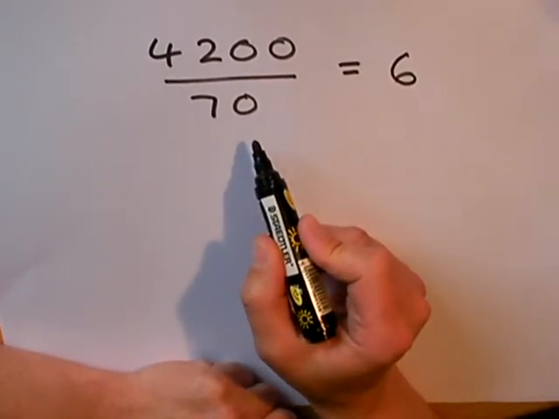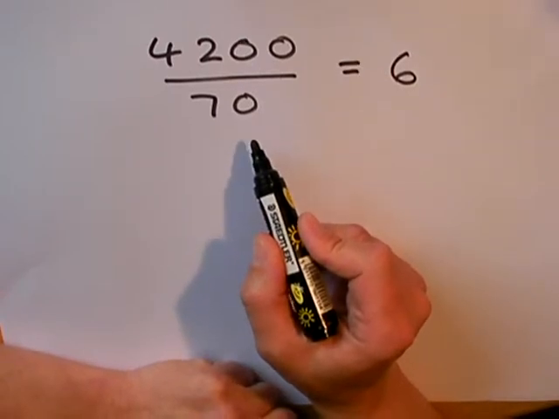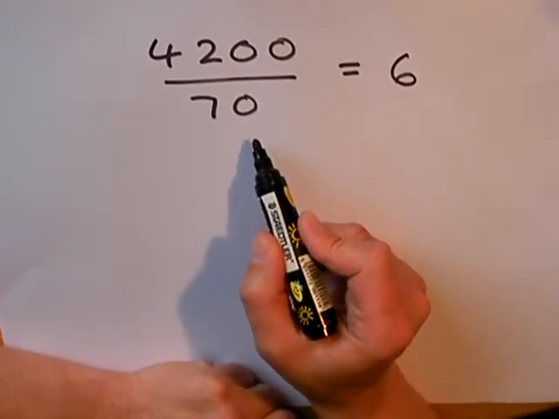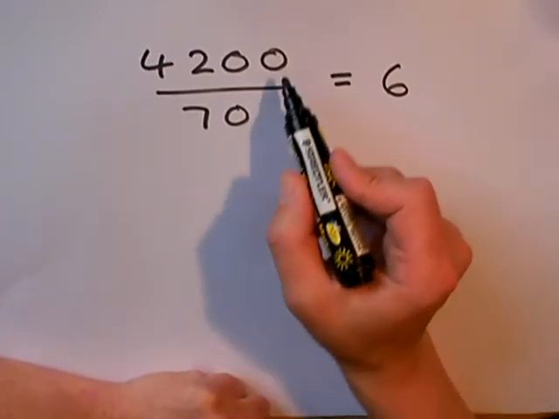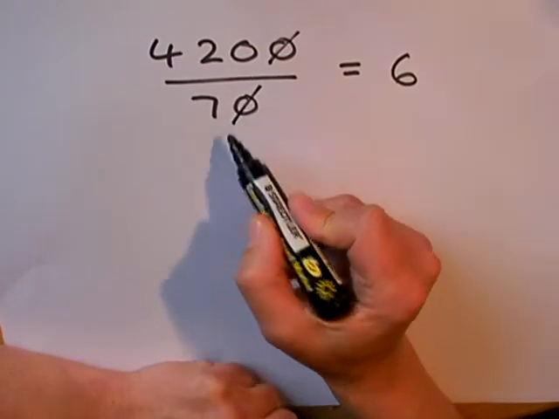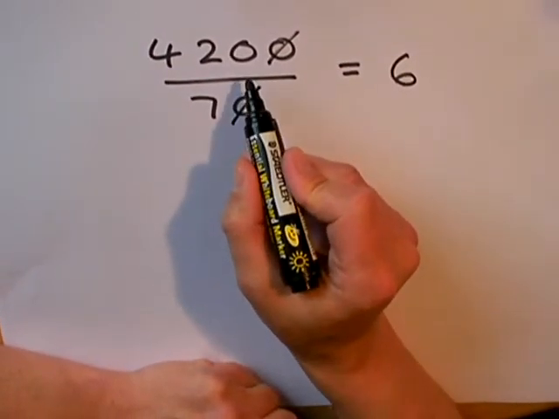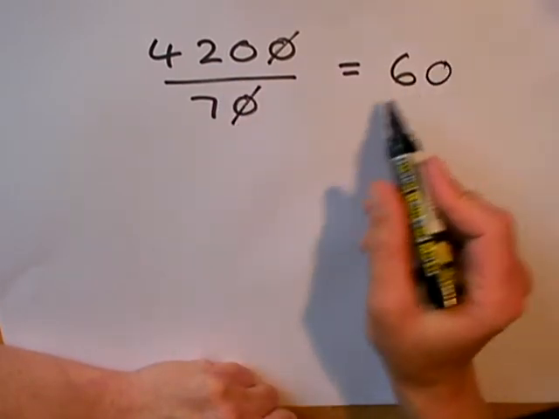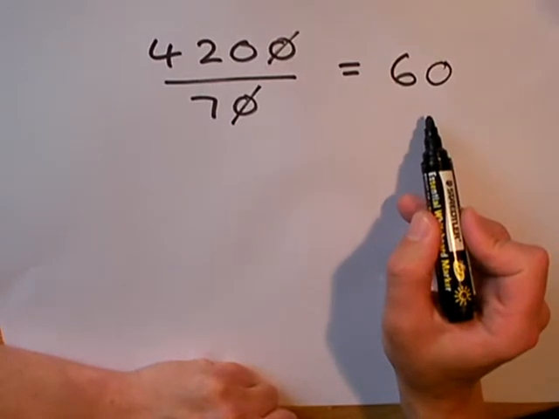Quite often in mathematics we talk about cancelling these zeros. Just like equivalent fractions, we're dividing the top number and the bottom number by the same number, in this case 10. The quick method is to see a 0 at the top and a 0 at the bottom and to cancel it. This leaves us with just 1 zero. So 4,200 divided by 70 is 60.